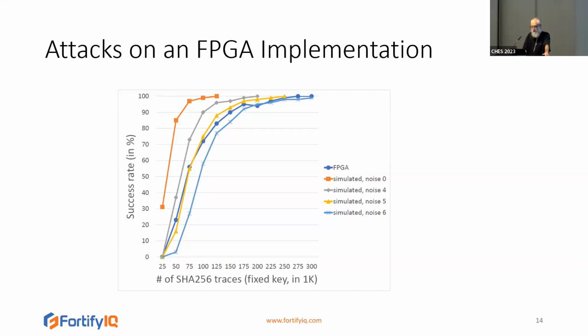This graph shows how, besides the attacks in the simulation, we performed attacks on an FPGA board, and here you see how the probability of success depends on the number of traces for both FPGA and simulated traces with different levels of noise. And we can see that the FPGA approximately corresponds to the noise level of 5 standard deviations.